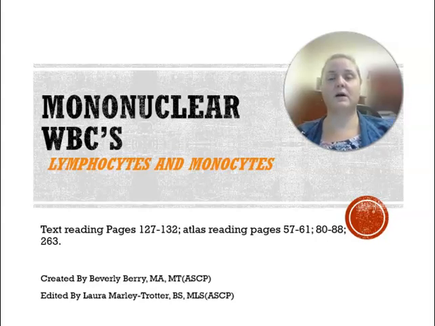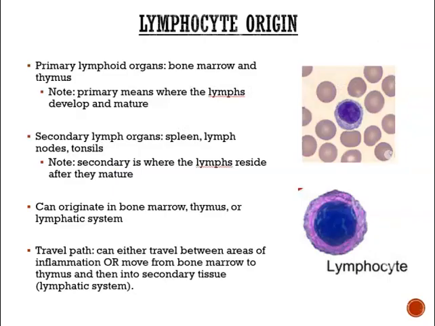Today we're going to talk about mononuclear white blood cells. These include our lymphocytes and our monocytes. We're going to first focus on our lymphocyte origin. The primary lymphoid organs are our bone marrow and our thymus. Primary means the lymphs develop and mature there. Secondary lymph organs include our spleen, our lymph nodes, and our tonsils. This is where the lymphs reside after they mature.